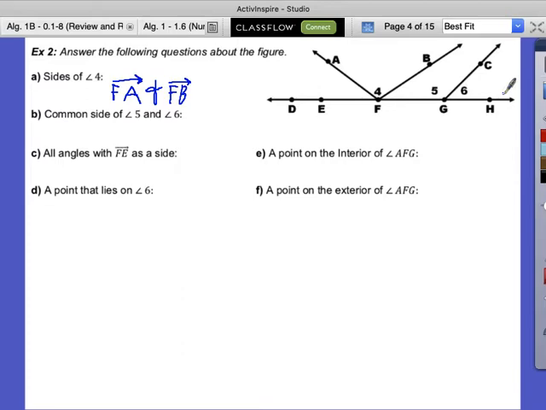What side do they share? GC. Okay, angle GC? Not angle GC. Ray GC. Ray GC. Very good, Schroeder.